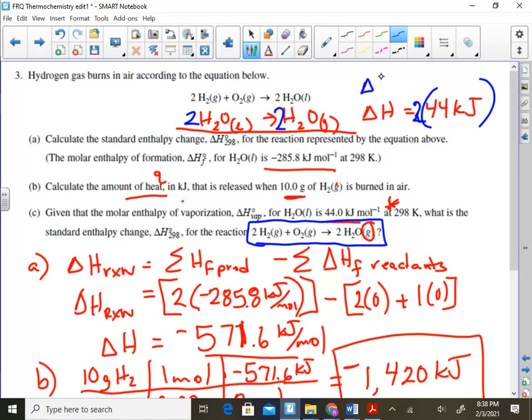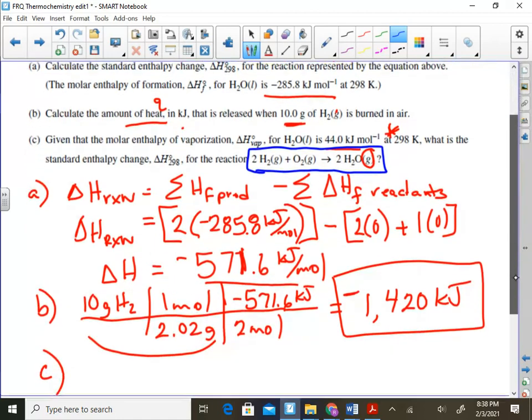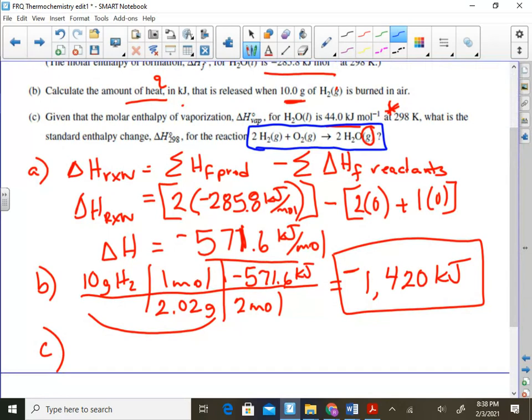Now I already have this one from a previous problem from part A. So from part A, I found the delta H of that top reaction was negative 571.6. So if I add those two together, I get negative 483.6 kilojoules.